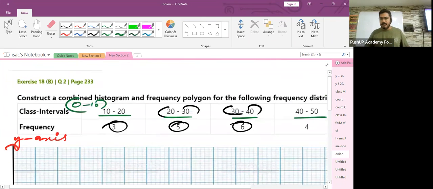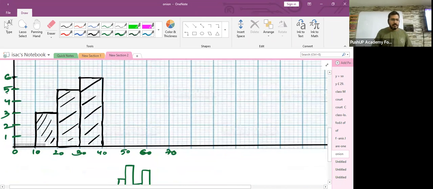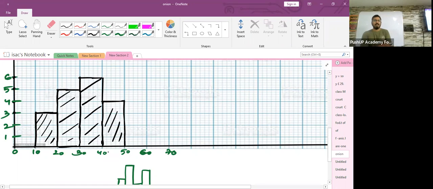The next class interval is what? 40 to 50. And what is the frequency? 4. Isn't it? The frequency is 4. So where is 4? 4 is over here. So let me highlight that portion. Draw a rectangular bar on the class interval 40 to 50. Was that easy for all?